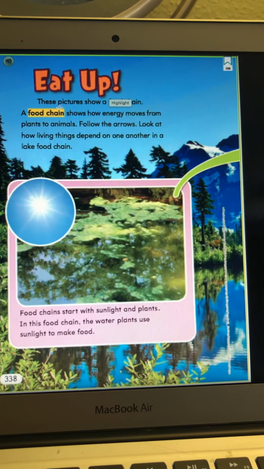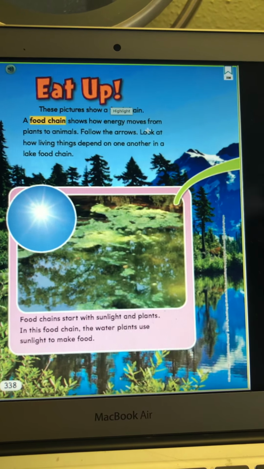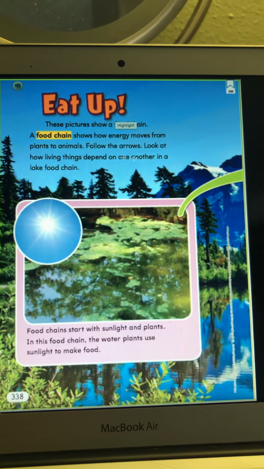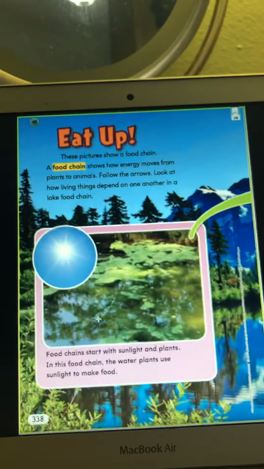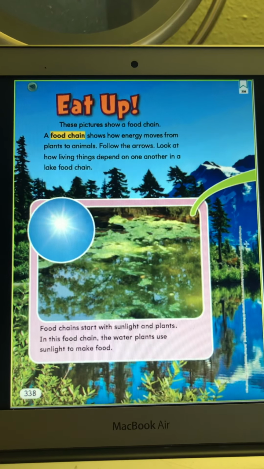Eat up. These pictures show a mountain. A food chain shows how energy moves from plants to animals. Follow the arrows. Look at how living things depend on one another in a lake food chain. So their different environments have different food chains, and we'll talk about that a little bit later.